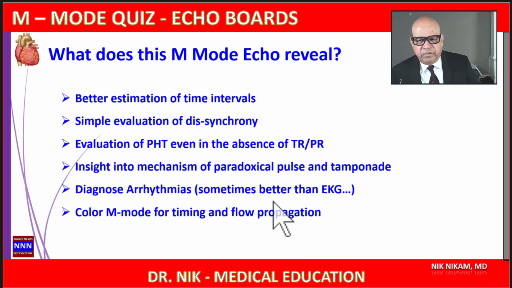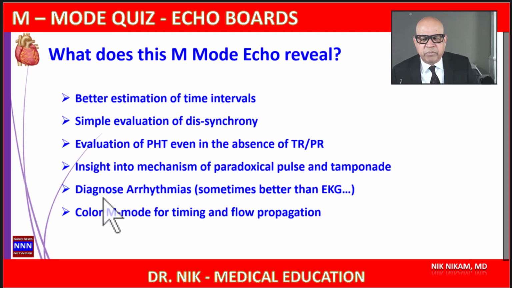So just to conclude, what does M-mode offer beyond two-dimensional and three-dimensional echocardiography? Well, let me put it simply that it provides better estimation of time intervals. It provides better estimation of the wall motion and abnormal motions. We can measure pressure half time in the absence of tricuspid or pulmonic regurgitation. It gives us a better understanding of paradoxical pulse and findings in patients with tamponade.